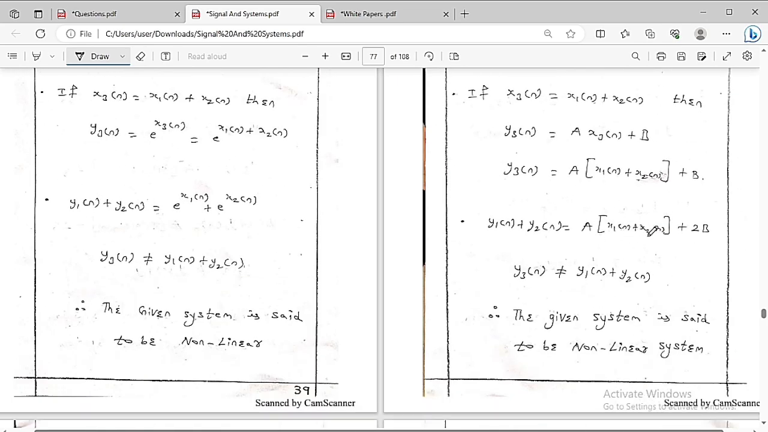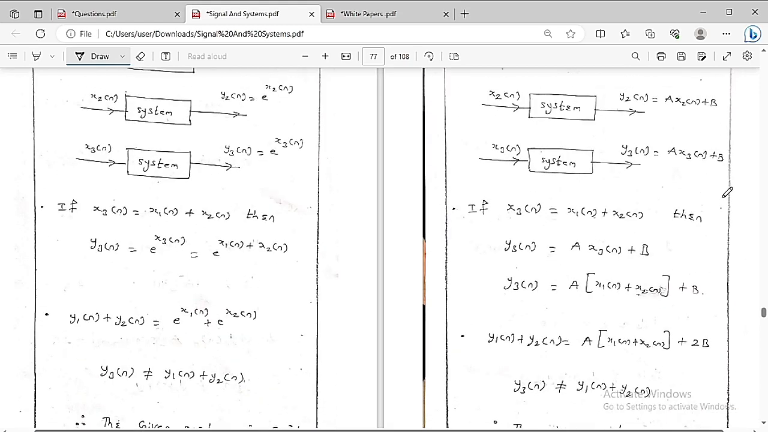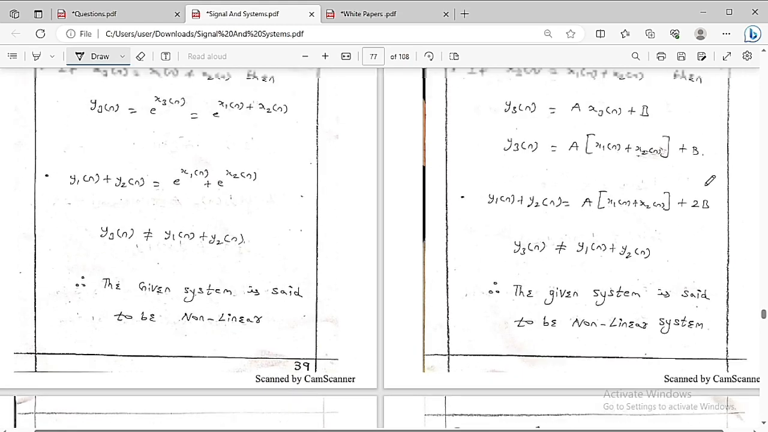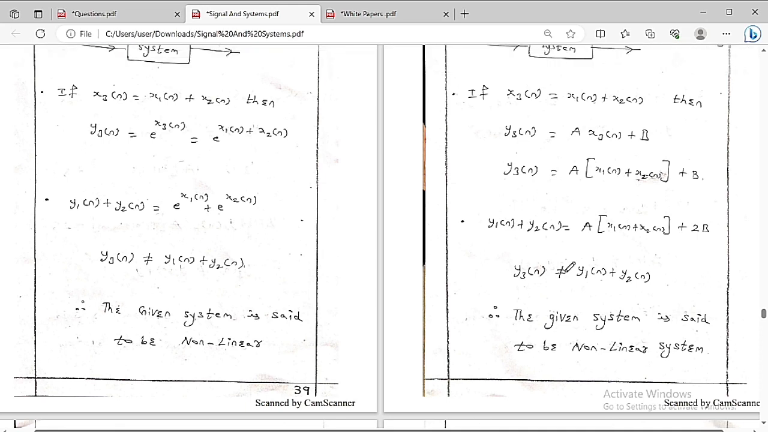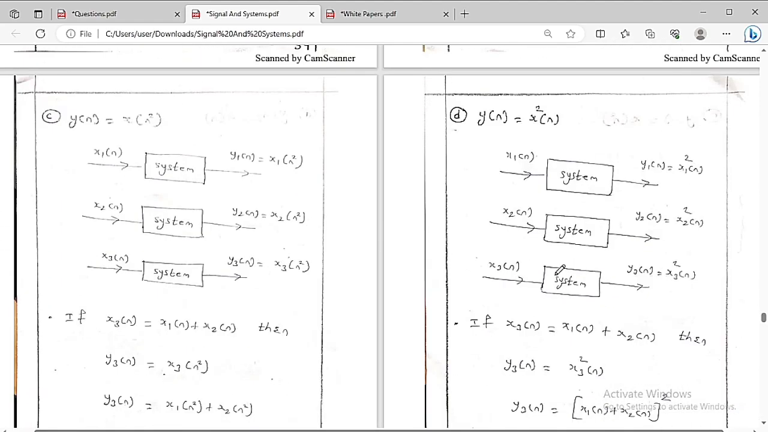If we add these two, we get a into x1 of n plus x2 of n plus 2b. And you can see clearly that y3 of n is not equal to the summation of the two previous outputs, y1 of n plus y2 of n. So we can say the given system is a non-linear system. Even if the present input is the summation of the two previous inputs, the present output is not the summation of the two previous outputs, so the given system is non-linear. You have to keep this point in mind.